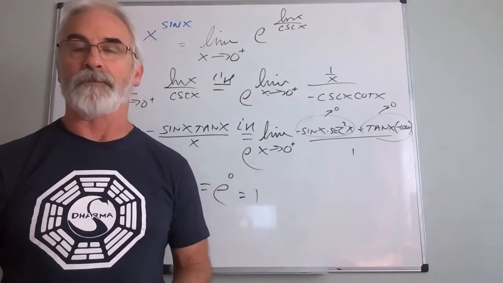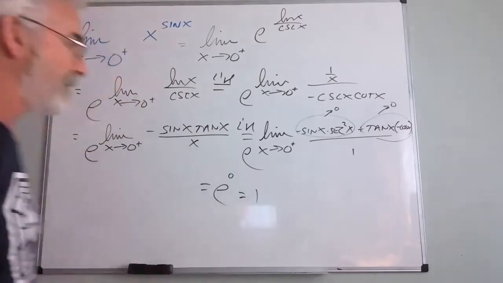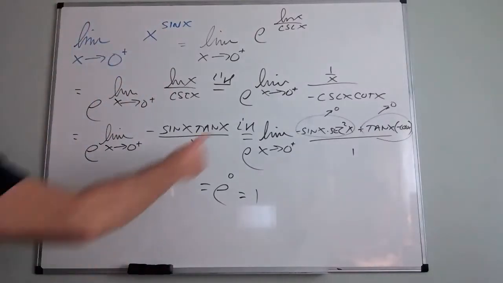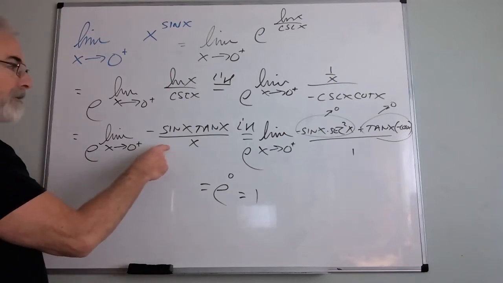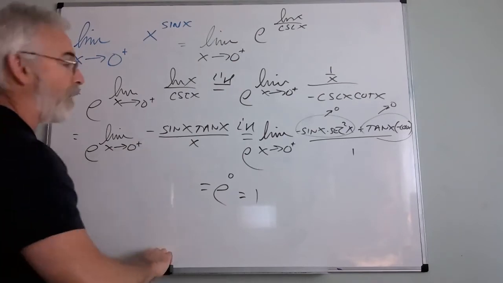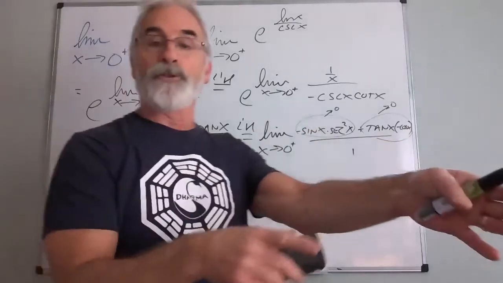Would it be permissible, instead of doing L'Hopital's rule for a second time, to say that the limit as x goes to 0 from the positive side is negative sine x tan x over x, and the sine x over x part can go to 1? I love it. Yeah, now you're using a prior fact.